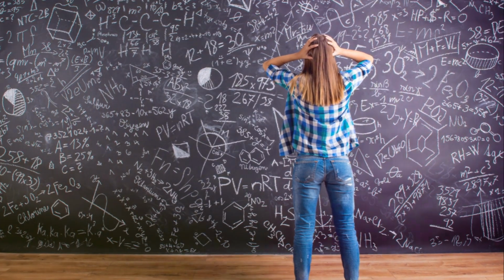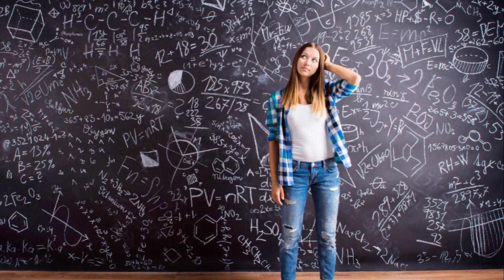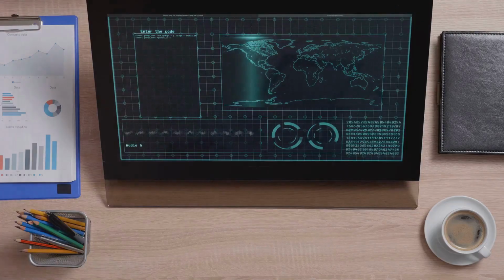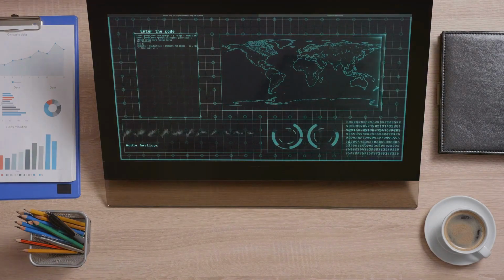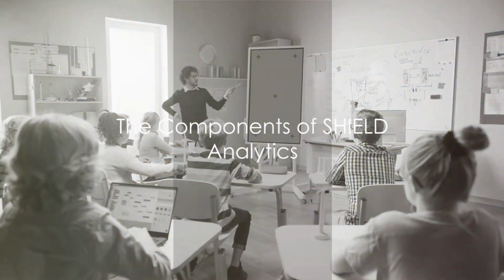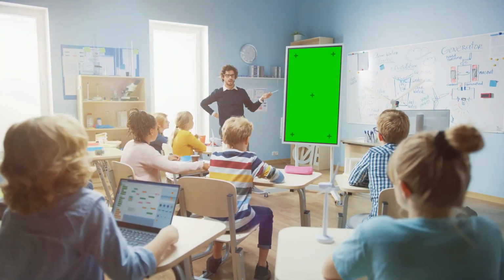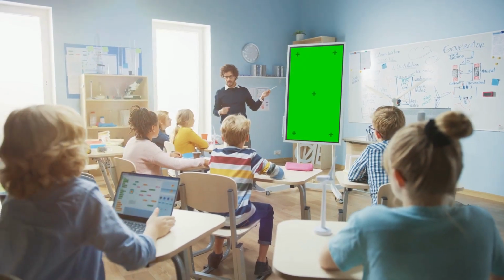In this digital age, being an informed citizen isn't just about consuming information, it's about questioning it, analyzing it, and verifying it. Let's delve into how SHIELD Analytics can help us sift through the clutter of information. SHIELD Analytics consists of 6 essential steps. Each step plays a critical role in understanding, processing, and evaluating the information we encounter daily.